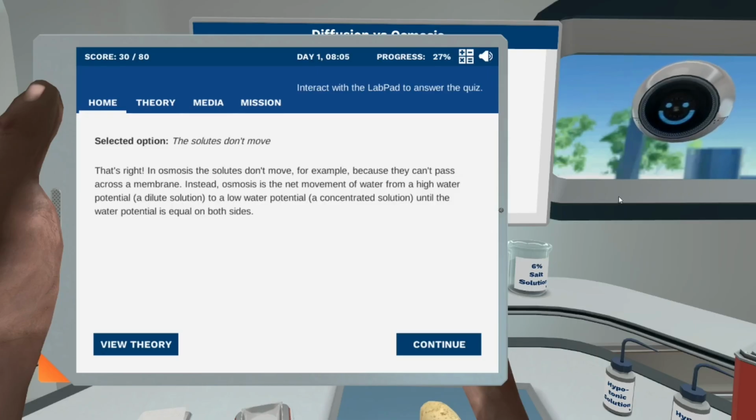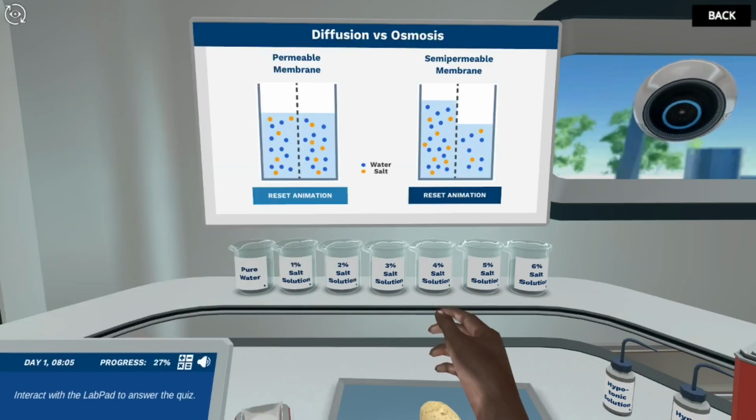That's right. In osmosis, the solutes don't move, for example, because they can't pass across a membrane. Instead, osmosis is the net movement of water from a high water potential to a low water potential until the water potential is equal on both sides.